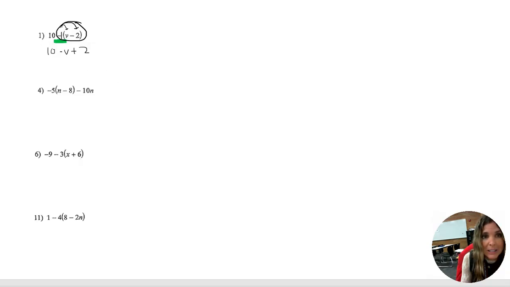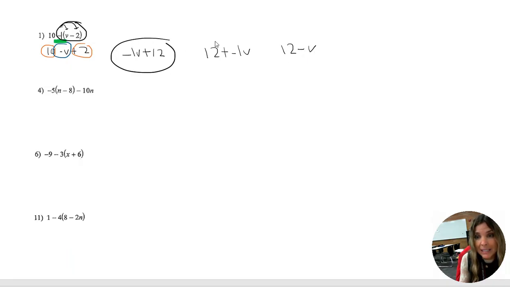And then we still have a 10 that's part of this expression, and so after we've distributed the negative, we now combine our like terms, and you can see that we have a positive 10 and we have a positive 2, so that is going to be a positive 12. And then we also have a negative V. That is the same thing as negative 1V, okay? So negative 1V plus 12, or you could do 12 plus negative 1V, or you could do 12 minus V. All of these are equivalent expressions. They're just different ways of writing the math for the same expression.